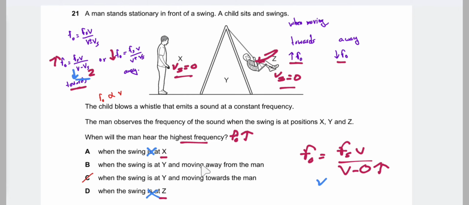When the swing is at position y and is moving away from the man, so at point y and is moving away.